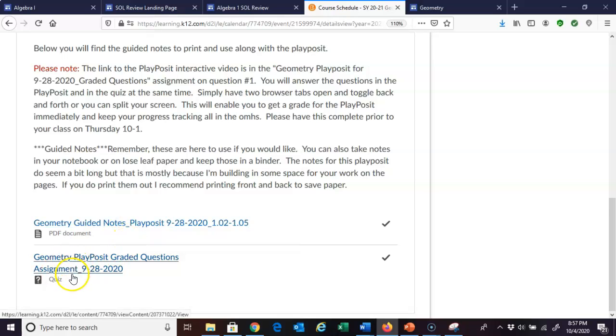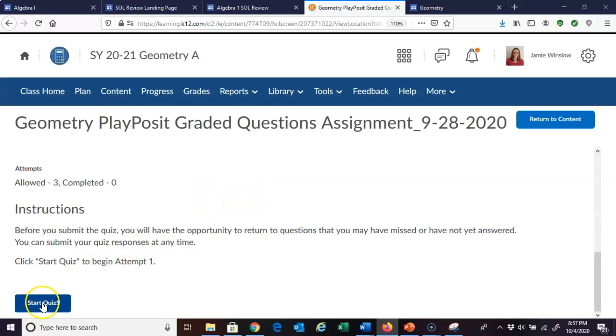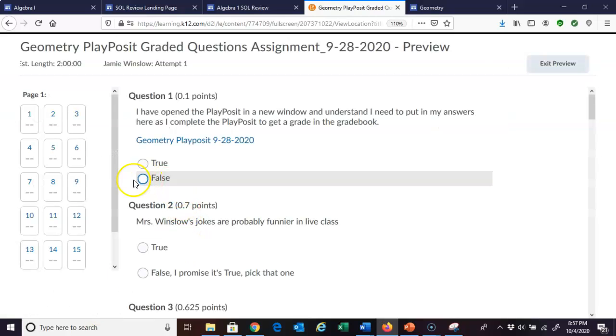And then here's the link to that graded questions assignment. When you click it, it's going to pop open. You'll click the Play Pause It video. Here, let me show you again. This is the one from last week, but the only thing that's different will be the date. You can see inside of question 1, it says, I've opened the Play Pause It in a new window, and I understand I need to put my answers here as I complete the Play Pause It to get a grade in the grade book. Once you click this link, it will automatically open that video.